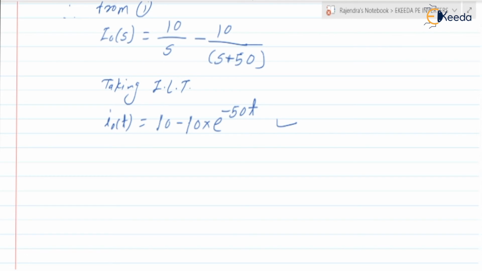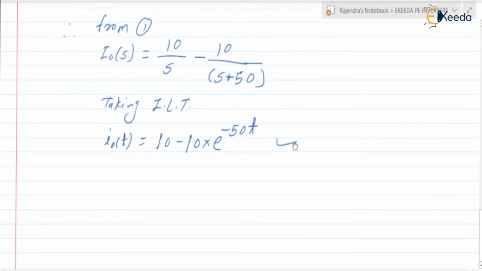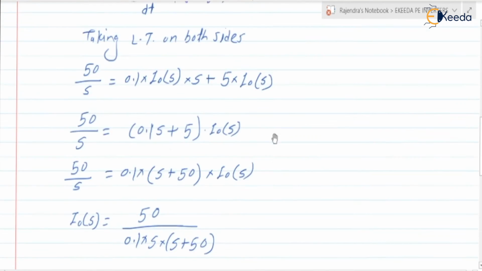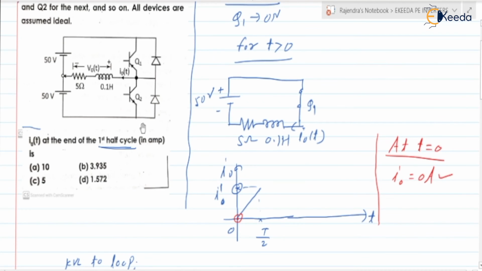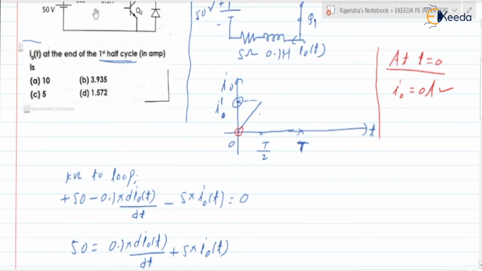Okay, next our task is to find the current I0 at the end of first half cycle, right? For that we need to find this time T by 2. If you check, the frequency is 50 hertz. Suppose after T by 2, here it will be T. So frequency is 50 hertz, therefore time T is equal to 1 by frequency, which is 1 by 50. So it is 0.02. T is equal to 0.02.